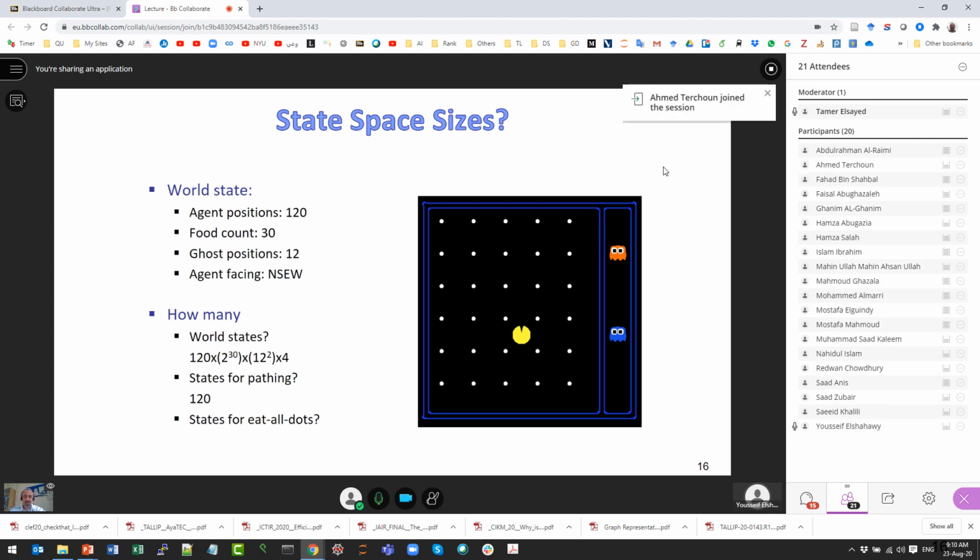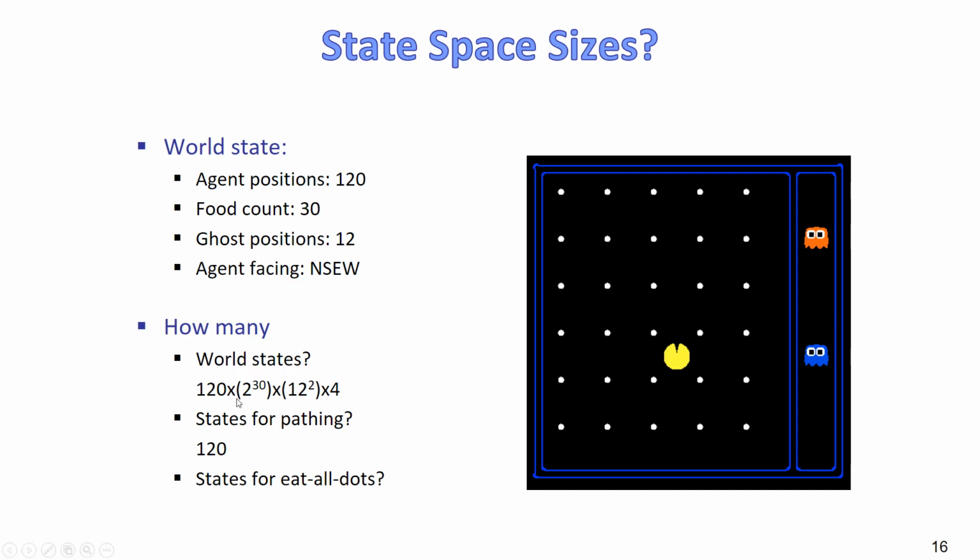I don't understand. Okay. So did you understand how we got this number for the whole states? Yes. Because we considered all of these, right? Now, what should we consider from this when we solve the problem of eat all the dots? For example, do we care about the position of Pac-Man or not? No. Why not? Because we only want all of the dots to be eaten. Yes, but how will you eat the dots if you don't know where Pac-Man is? So you need to know where Pac-Man is, of course, right? So the 120 should be there, right?